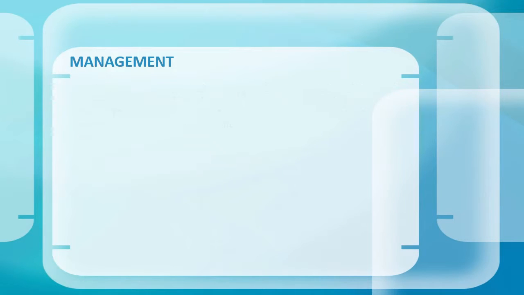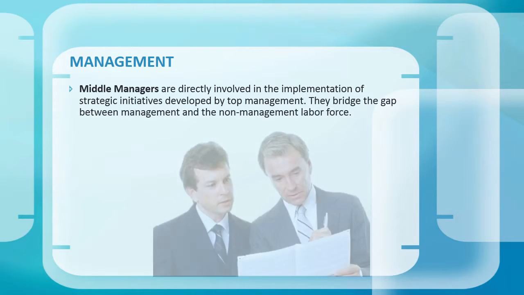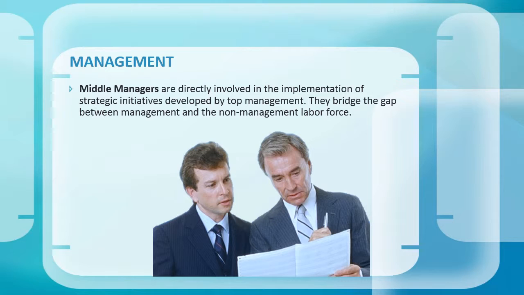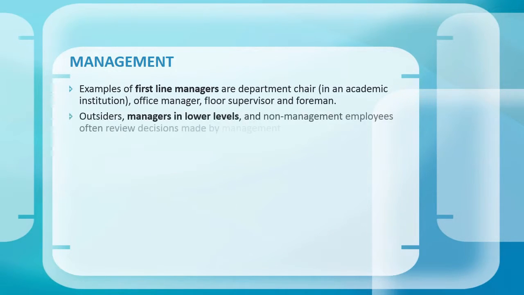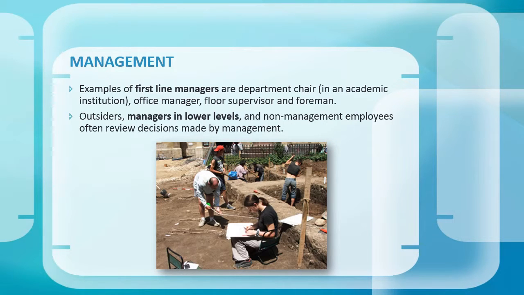Middle managers are directly involved in the implementation of strategic initiatives developed by top management. They bridge the gap between management and the non-management labor force. Examples of first-line managers are department chair in an academic institution, office manager, floor supervisor, and foreman. Outsiders, managers in lower levels, and non-management employees often review decisions made by management.